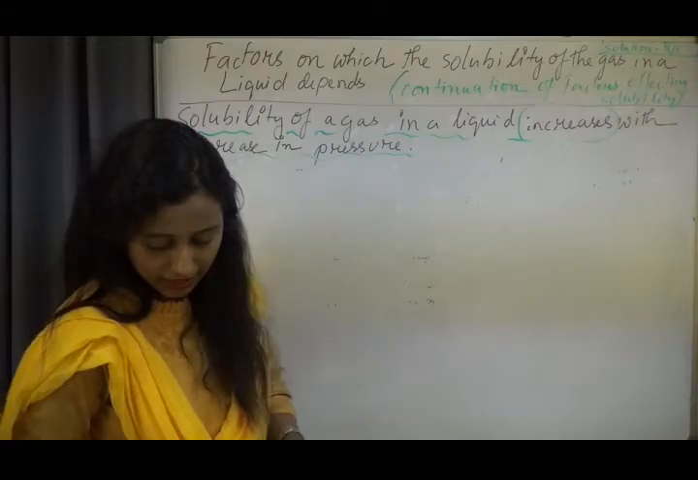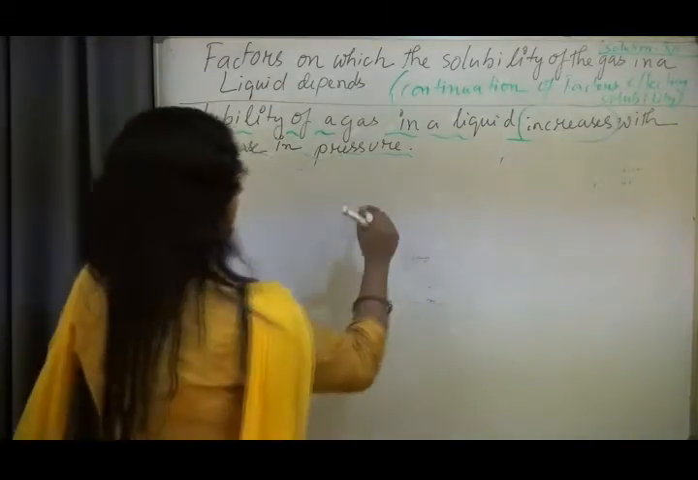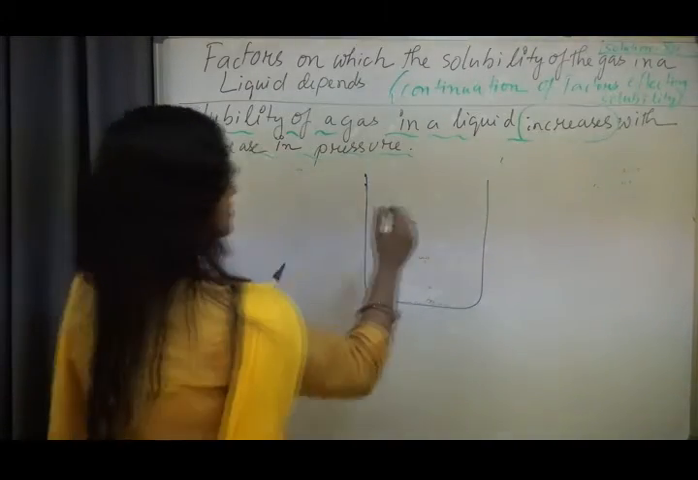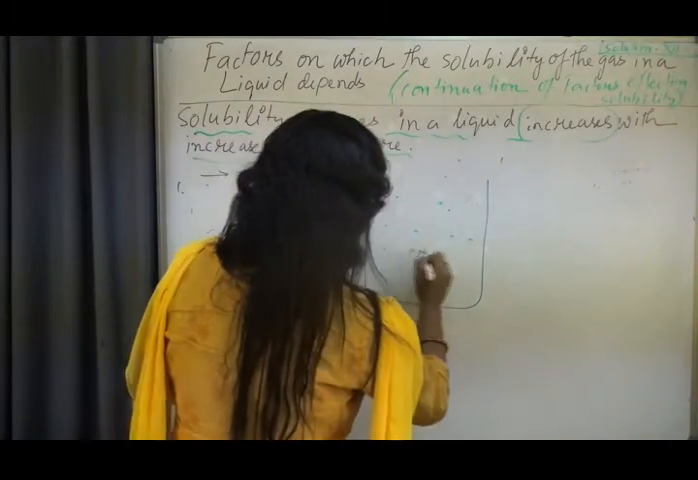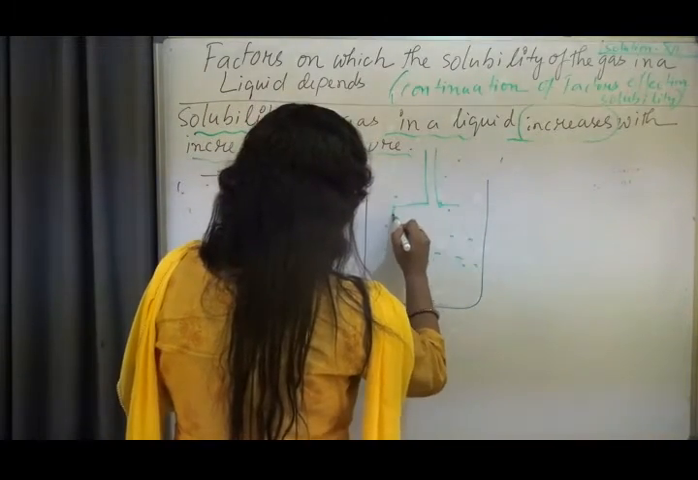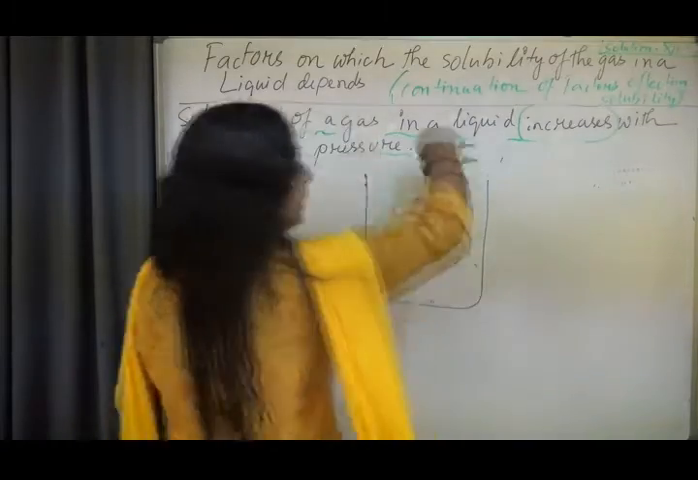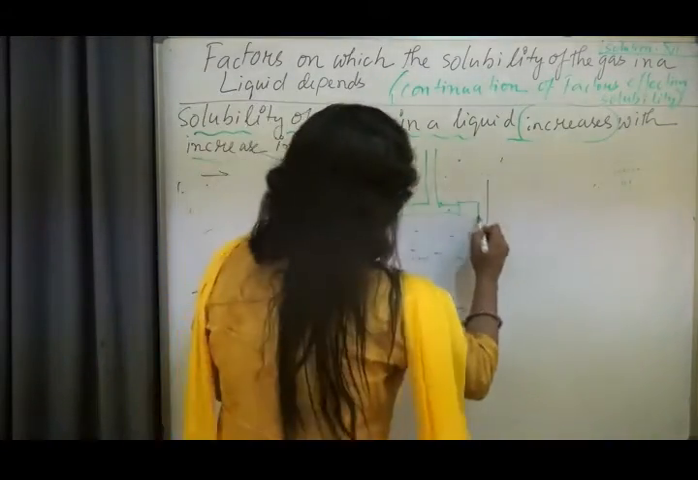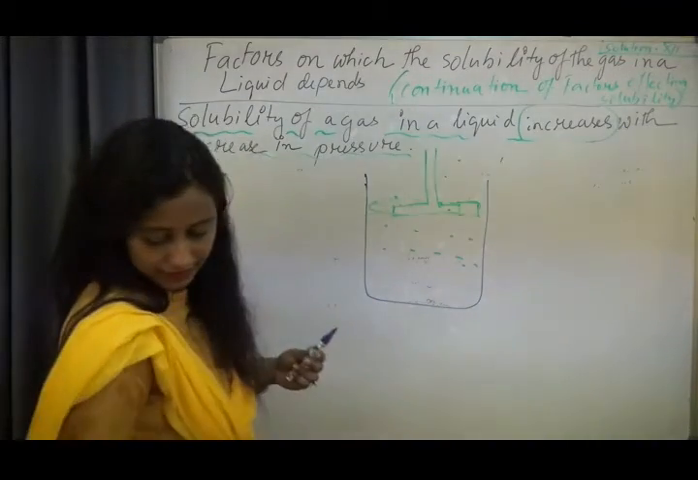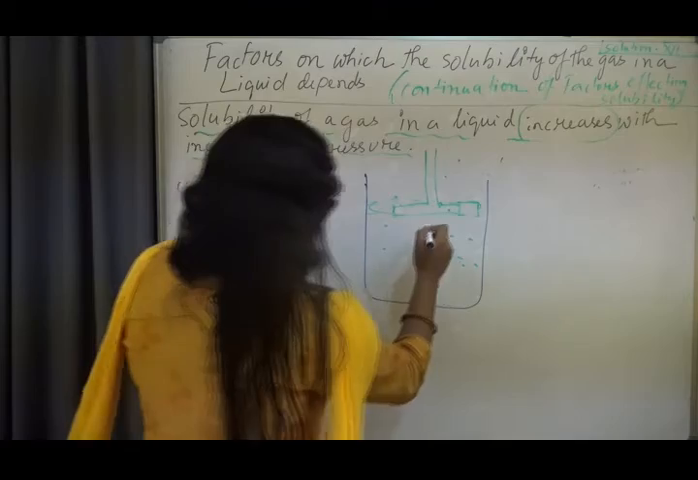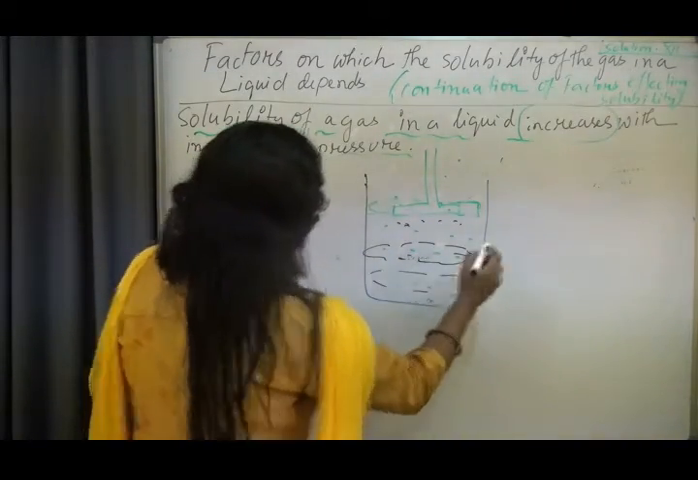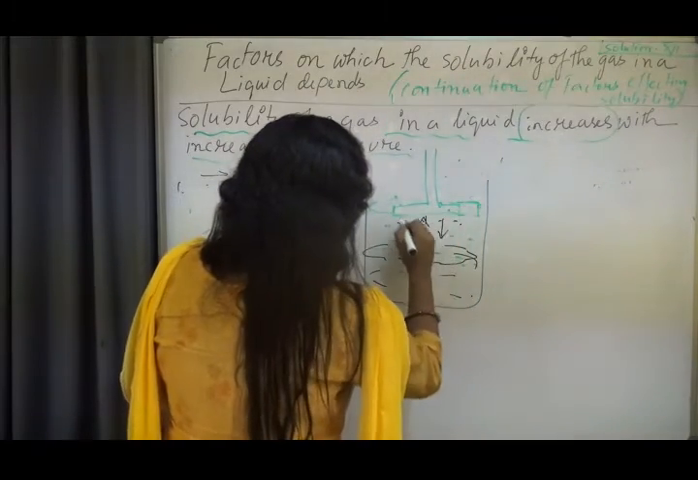Suppose this is a beaker, and some gas is in it. A piston is applied into it. This is a movable piston; we can move it upwards and downwards. So a piston is applied on the gas, and these air bubbles are liquefied.